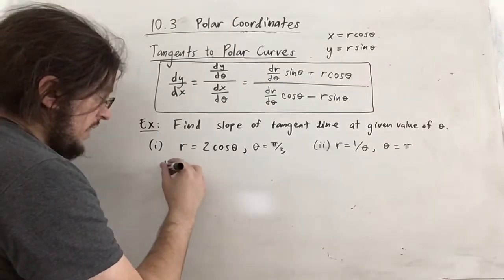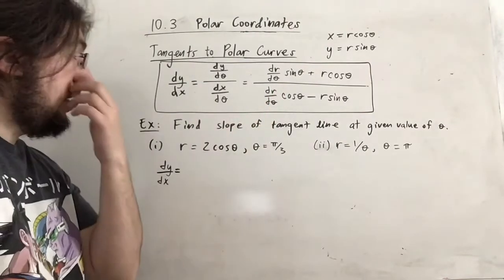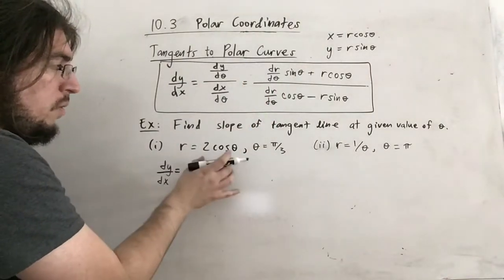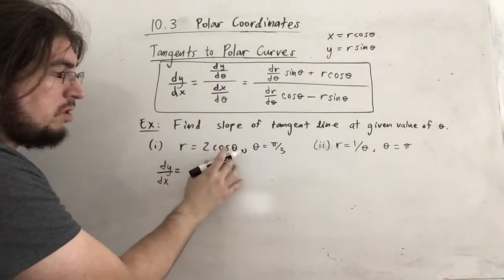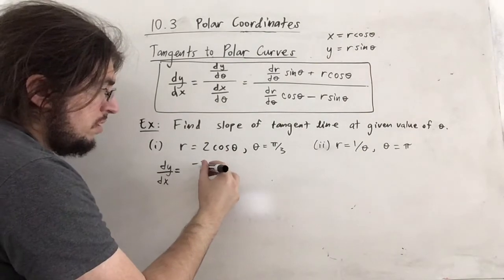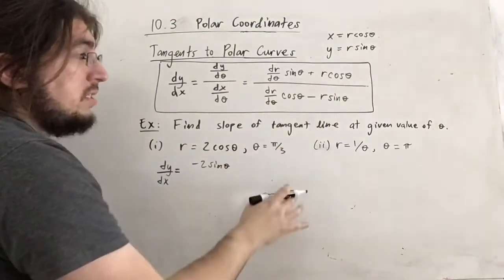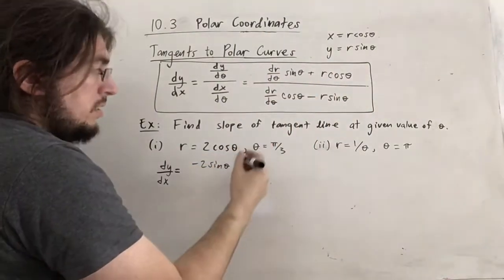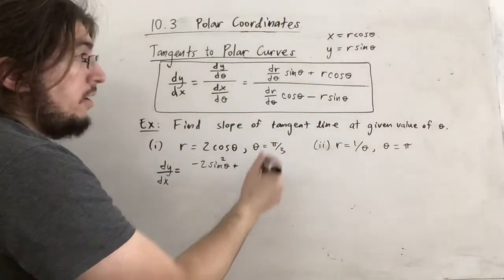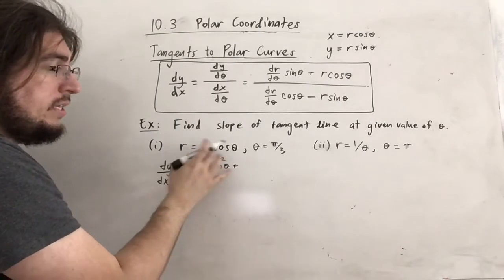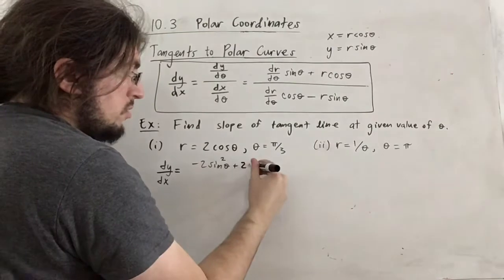So let's see. We want to find dy/dx, and we just found out how to do that. So we need dr/d theta. The derivative of r with respect to theta is whatever the derivative of this is. So the derivative of 2 cosine theta is negative 2 sine of theta. And I'm just going to follow this. So that's that times sine, which will end up being sine squared. So I'll just write that if that's okay. Plus r times cosine. Remember, r here is 2 cosine, so 2 cosine times cosine will be 2 cosine squared.